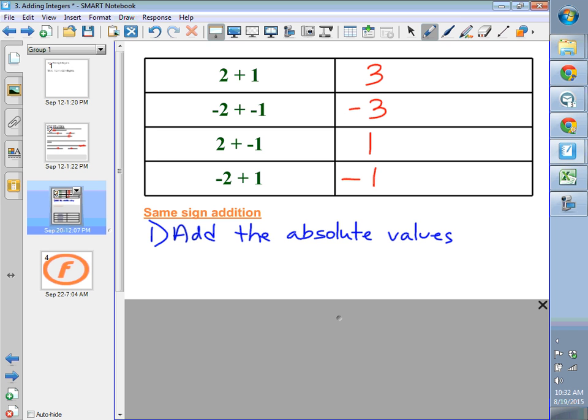You can see that up here. We've got 2 plus 1. We got a 3. We got a negative 2 plus negative 1. We got a 3. But then we've got the negative signs. So then, for the second step, we apply the shared sign. When they're both positive, that's like we've always done. They're positive. The new part of this is when we have the negatives, we have to apply this negative that is in both of them. So we apply the shared sign.